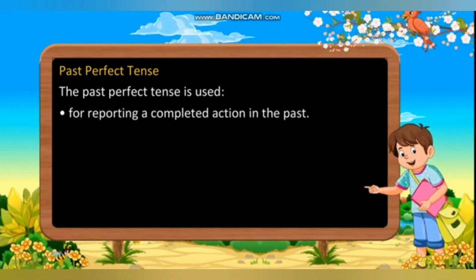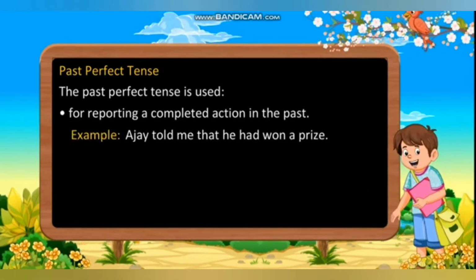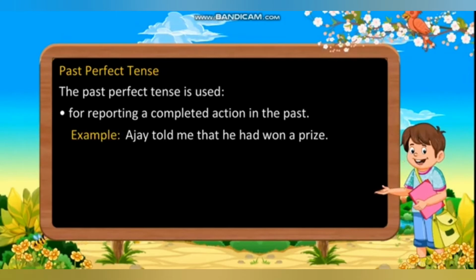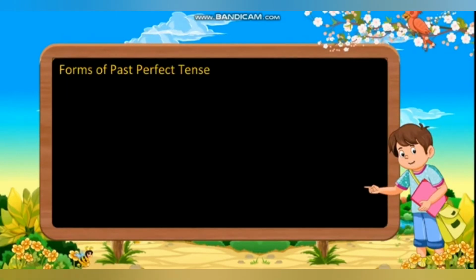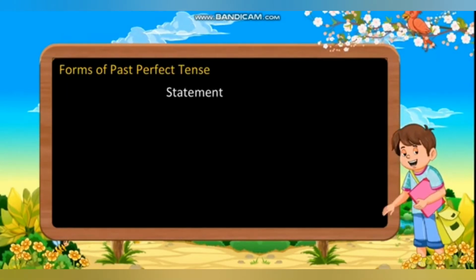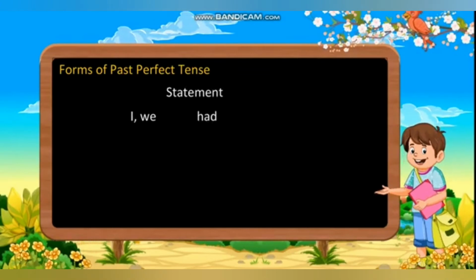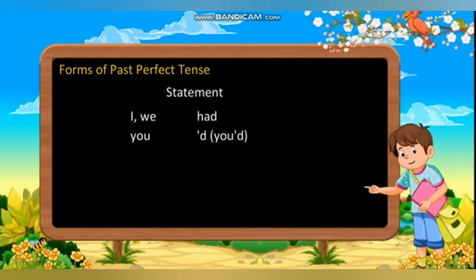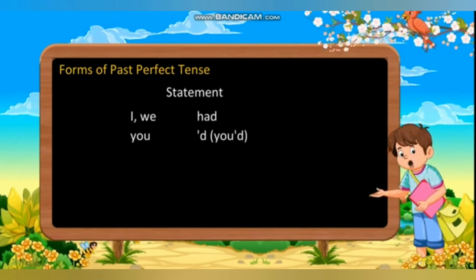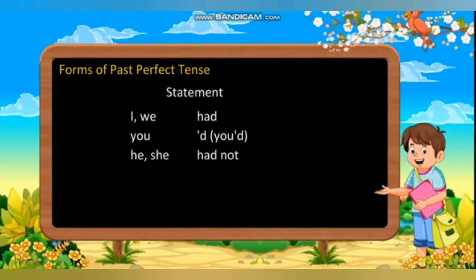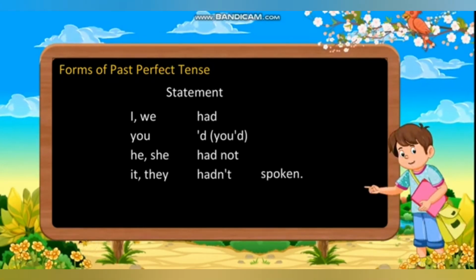The past perfect tense is used for reporting a completed action in the past. Example, Ajay told me that he had won a prize. Forms of past perfect tense statement. Helping verbs are the same, and the helping verb is had. Had is for all pronouns.